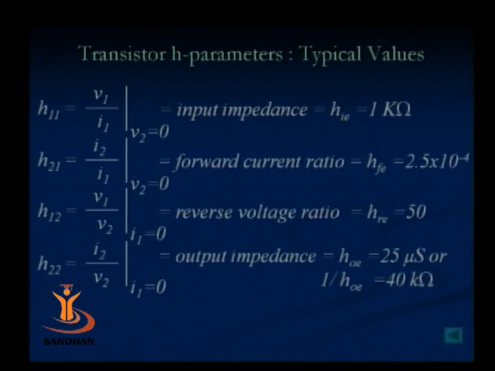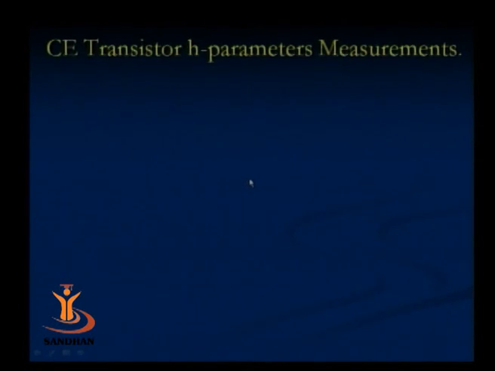And the output impedance is of the order of kilo ohm. If we think in terms of admittance, HOE is 25 microsiemens, and in terms of resistance, 1/HOE turns out to be 40 kilo ohms. So these are the typical values of the transistor H parameters generally used in the laboratories.